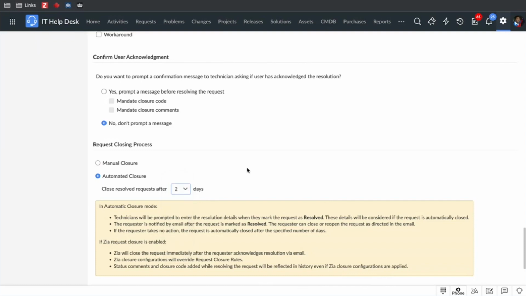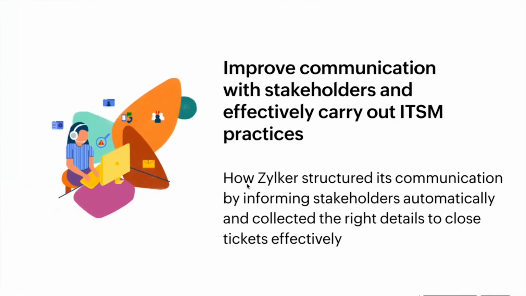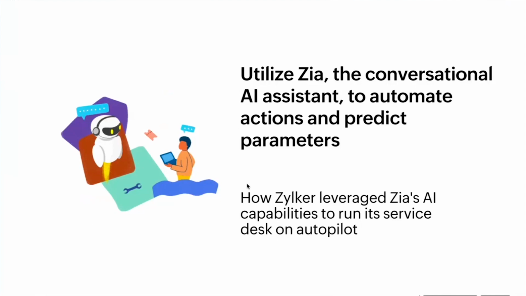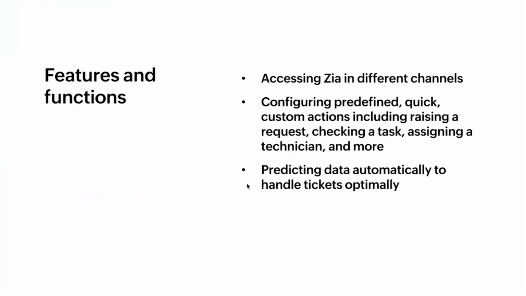So you can also have such a simple automated closure option in place as well, just like how Zilker had for your organization. Now, the last feature we are going to discuss in today's presentation is about Zia and its automation capabilities. How exactly Zilker configured Zia for their business process, what exactly Zia is all about, and what actions Zia has is what we are going to see in the next few minutes.